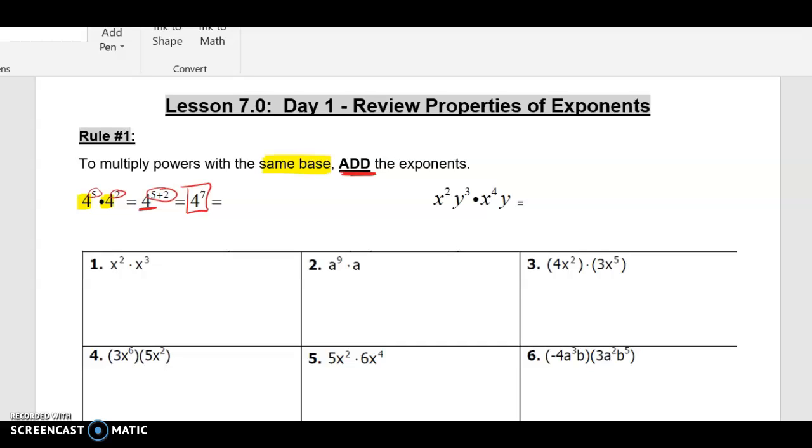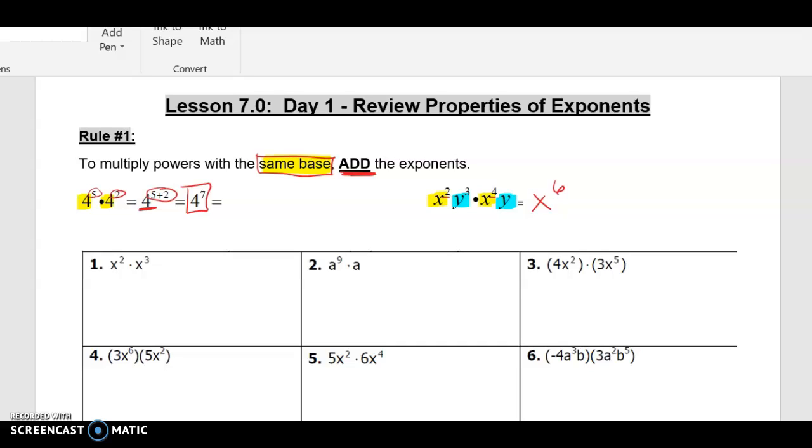That same rule is going to apply with variables. But now remember, you only add the exponents of the same base. Here, I have two different bases: an x base and a y base. So I only want to add my x exponents together. For my x, I have x squared times x to the 4th, so 2 plus 4 would give me x to the 6th.